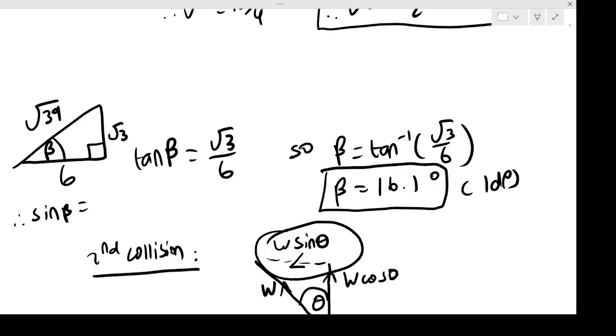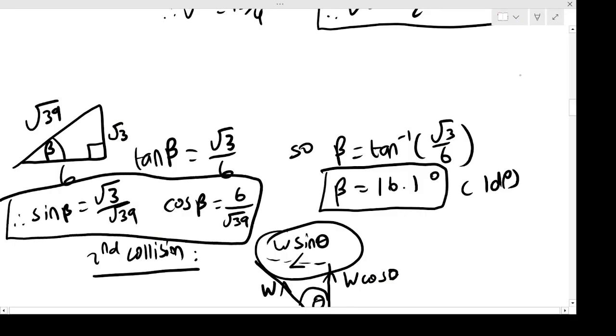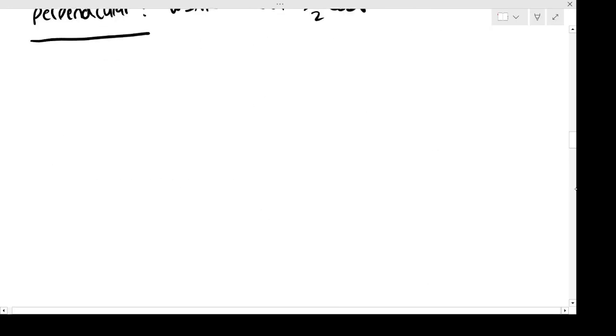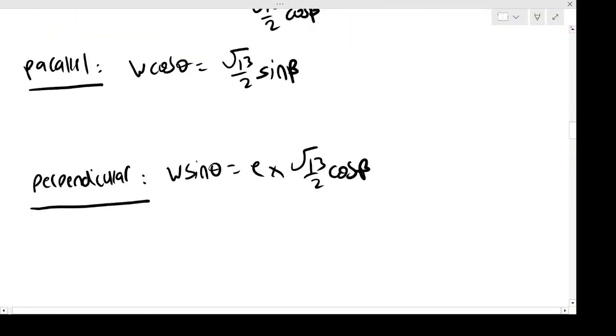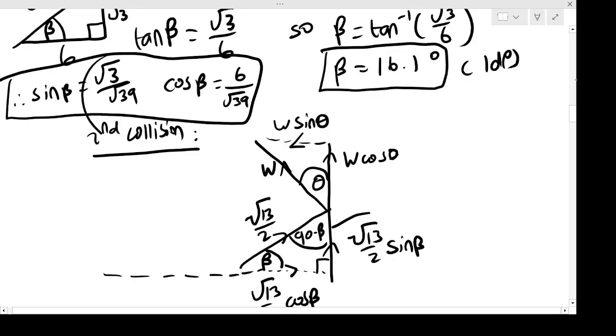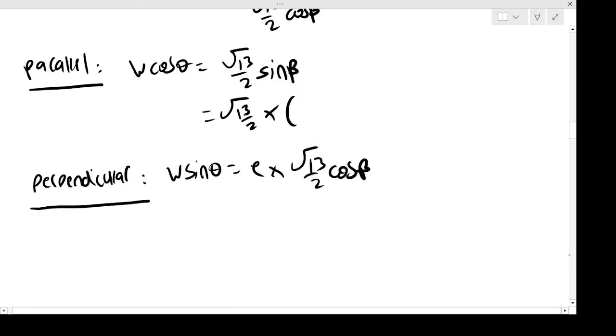So sine beta, well, that's going to be, due to SOHCAHTOA, opposite over hypotenuse, so root 3 over root 39. And then I can do the same for cos. So cos beta, well, that's going to be adjacent over hypotenuse, so 6 over root 39. And there we are. So I've got expressions for sine and cos, so I can sub those into my equations here. Hopefully you're with me there, right? So W cos theta is going to be root 13 over 2 lots of sine of beta, which we just worked out to be root 3 over root 39.